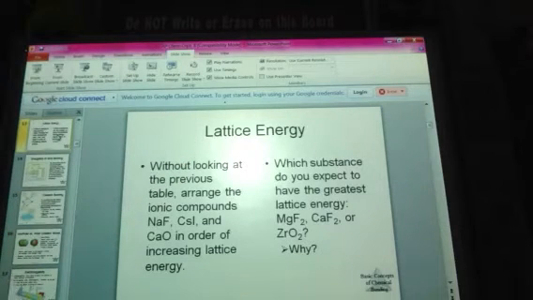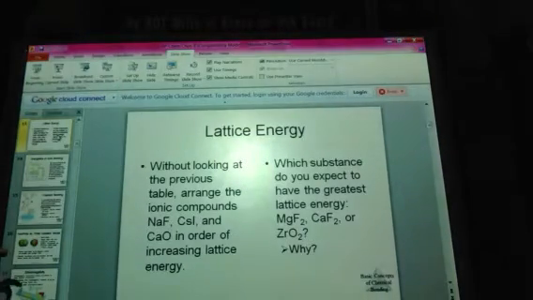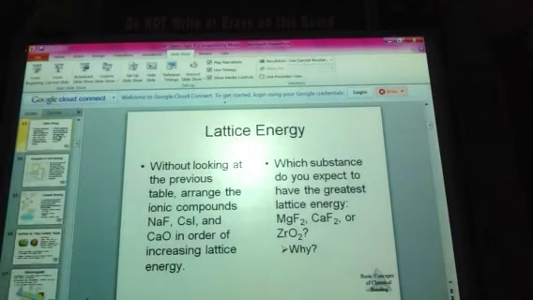If the charges increase though, we said that was a direct relationship between lattice energy and charge. So if we have a nice big charge, we have a high lattice energy. If there's a lot of distance separating between 2 charges or 2 ions, then we're going to have a smaller lattice energy because that distance is in the denominator.